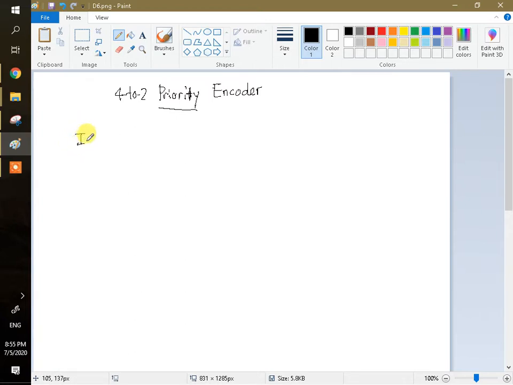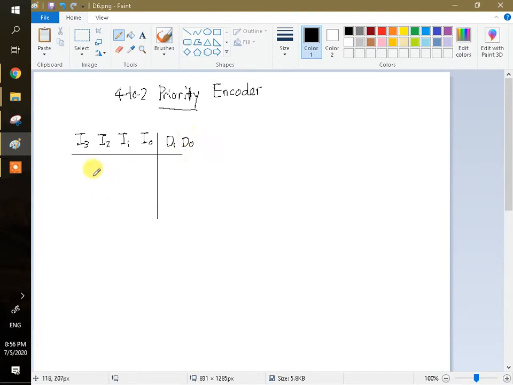We have I3, input 3. 4 to 2, so we have 4 inputs here. Four inputs. Okay, and 2 binary outputs here. Let's use D for output. MSB D1 and LSB D0.